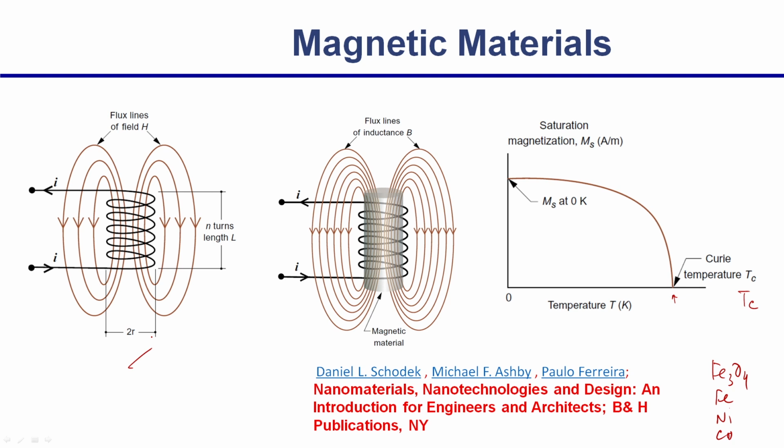That is what is known as the Curie temperature, or many people call it the Curie-Weiss temperature. That is TC. There are many magnetic materials available in the world. Most important are the transition metals like iron, nickel, cobalt, or oxides of them like iron oxide. Fe3O4 is a very well known magnetic material which is called magnetite.